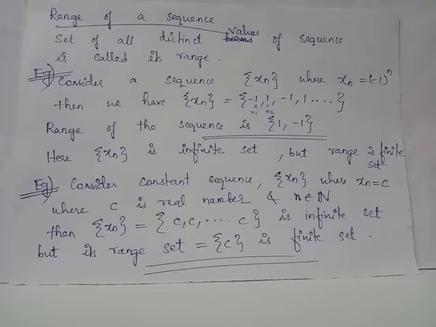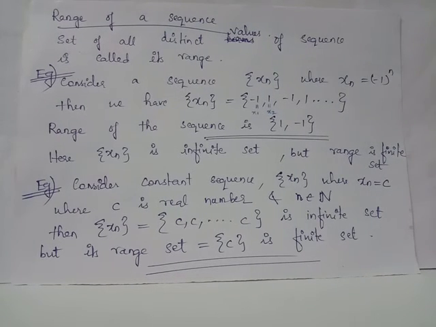This is because the sequence x_n consists of n positions where n belongs to the set of all natural numbers. Since the set of all natural numbers is an infinite set, there are infinitely many positions or infinitely many terms for this sequence x_n. Thus this set is an infinite set, but the range set of the sequence, which is the set of distinct values, is equal to {1, -1}, which is a finite set.